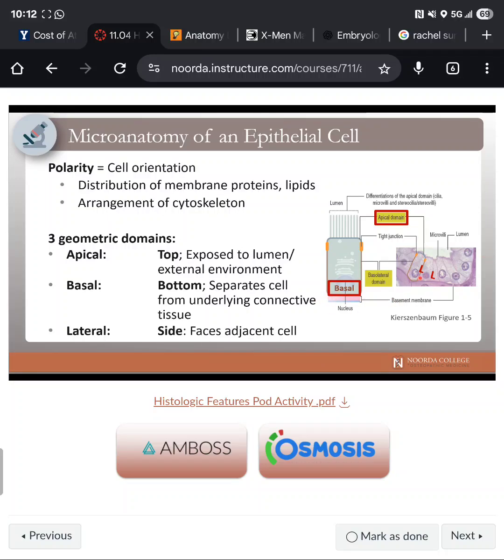On the lateral surfaces you have the cells that are adjacent to each other, right? The end to end, the side to side is your lateral side. You may come across the term basolateral, which is basically this U-shaped area, the bottom and the lateral aspects. Each cell here is bound to each other via tight junctions, which we will talk about in a separate lecture.